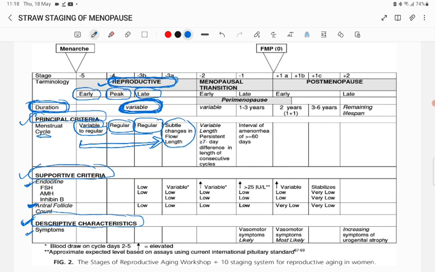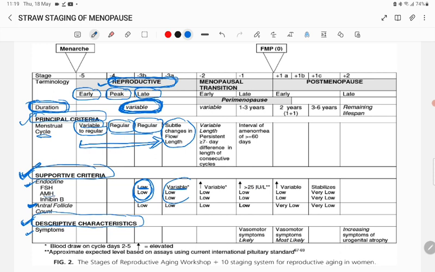In the early phase there will be variable to irregular cycles, then it gradually becomes regular in the peak and late phase of the reproductive age. Then what is the supportive criteria? The hormonal markers like FSH, AMH and inhibin B. FSH is low in the early phase and in the peak phase, and variable in the late phase.